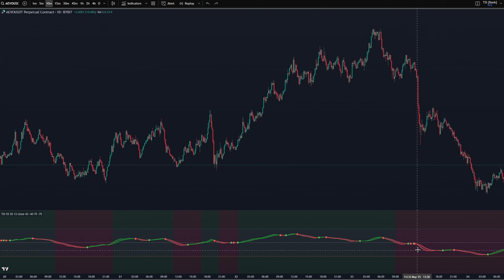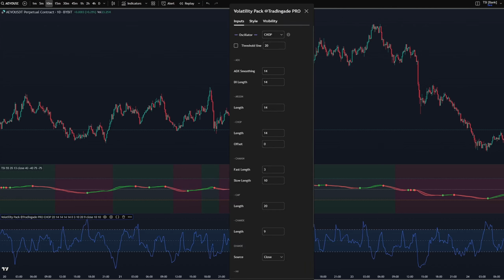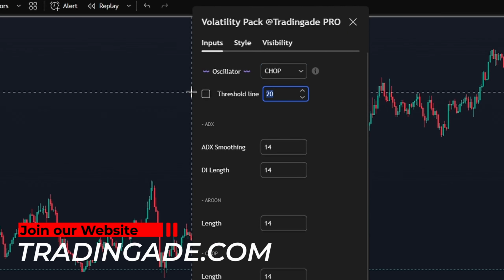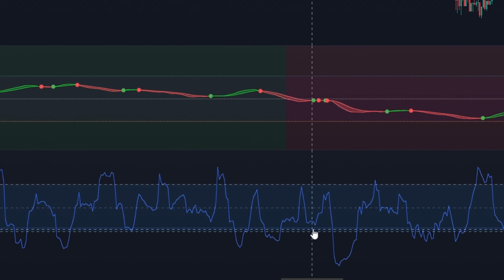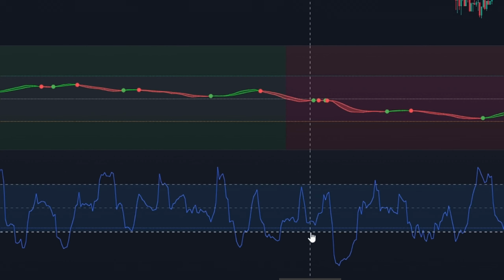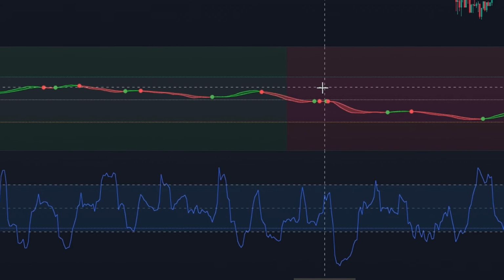In order to avoid opening trades in this kind of situation, we're gonna add a volatility confirmation, the choppiness index, taken from the volatility pack by TradingView Pro. Here I did select chop, and we're gonna set a threshold line of 40, so that we're gonna allow trades only when the chop line is below the 40 level, which is this one right here. As you can see, here we have a lot of consecutive signals, but our chop line is above the 40 level, so we don't take any of these signals.